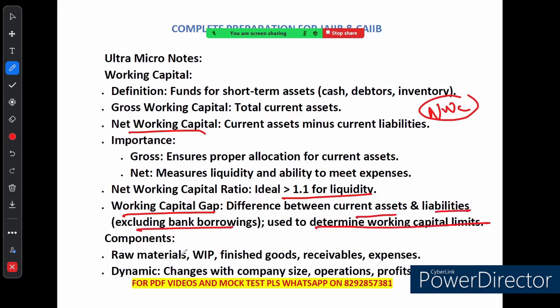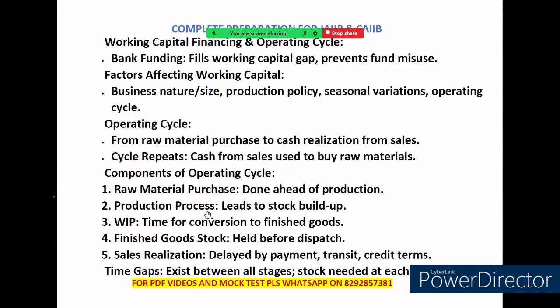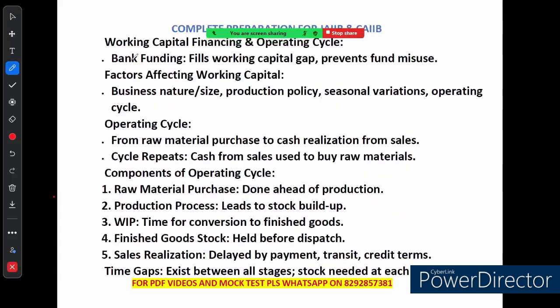Now working capital includes things like raw materials, WIP (work in progress), finished goods, and payments owed to the business. These things change depending on the company size and how they operate. Let's move to the next slide and talk about the operating cycle. You can see it here, working capital and operating cycle. Every business runs on an operating cycle, a continuous process of buying raw materials and turning them into finished goods. First we buy raw materials, turn them into finished products, sell them, and then use that cash to repeat the cycle.